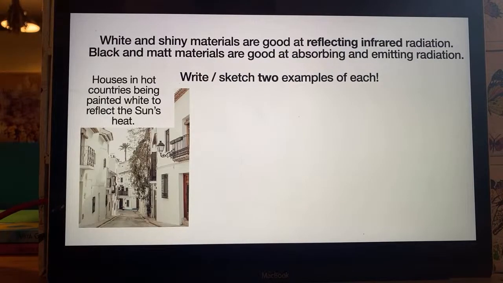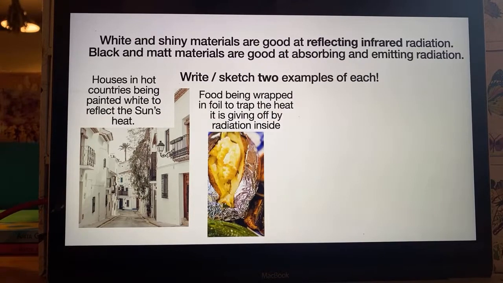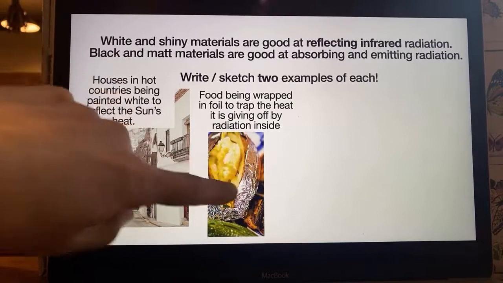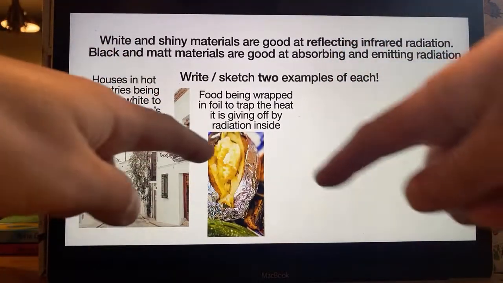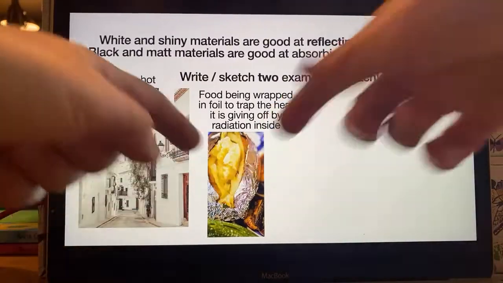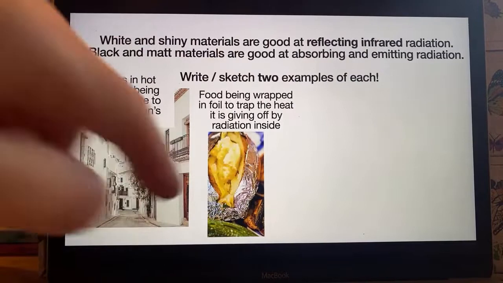White houses in hot countries, they are painted white so that they reflect the heat from the sun. If you've ever wrapped some food in tin foil, well, aluminium foil I should be saying, shouldn't I? That was because the food is giving off a lot of infrared radiation because it's very hot. So if you wrap it in silver foil, the radiation reflects off the silver foil and goes back into the food, so it doesn't escape, so the food stays hotter for longer, right?